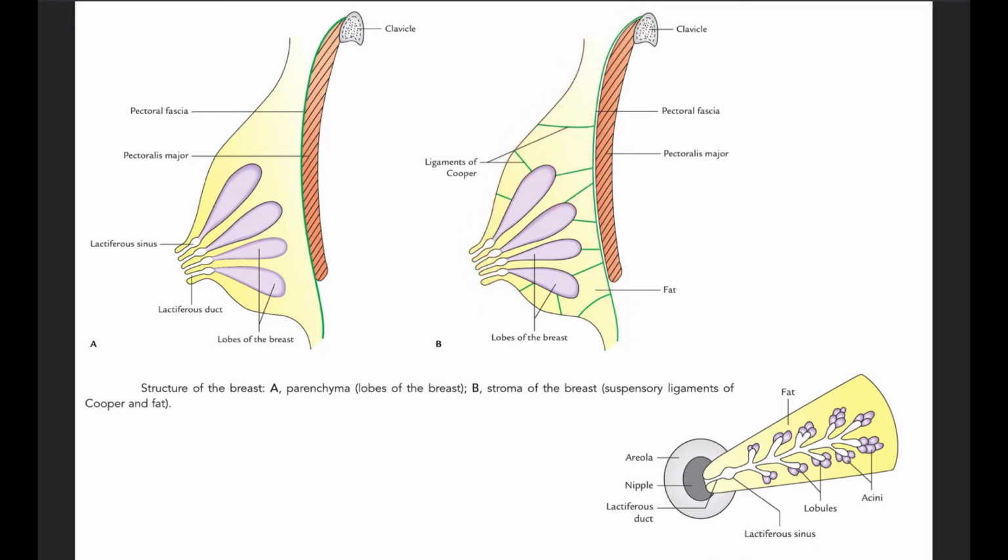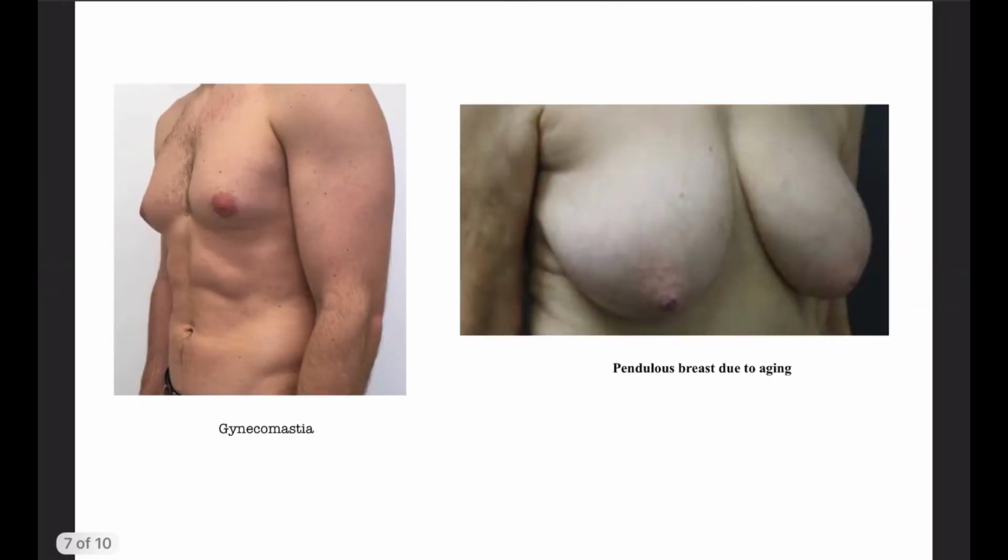The ligaments of Cooper maintain the protuberance of the breast. Due to aging, the breast becomes pendulous, like this.